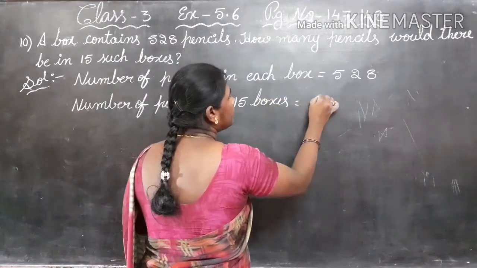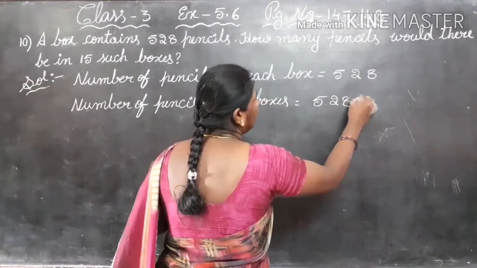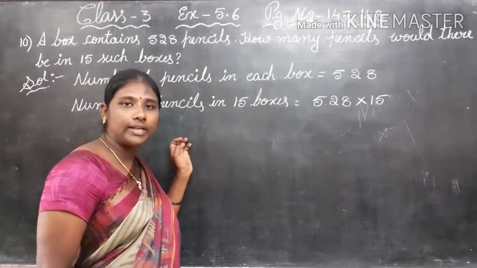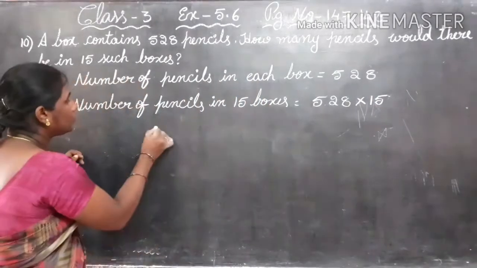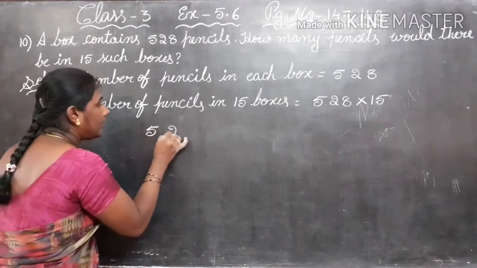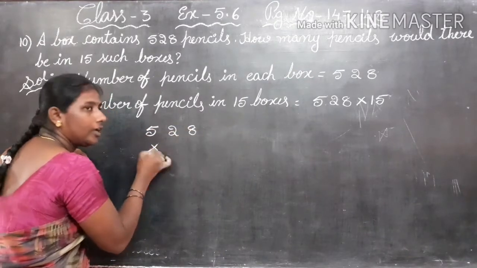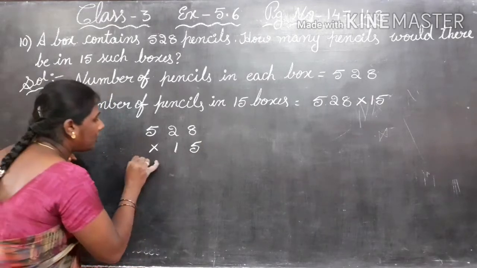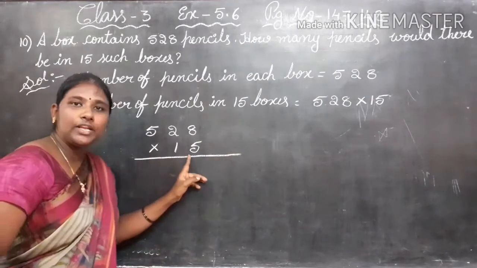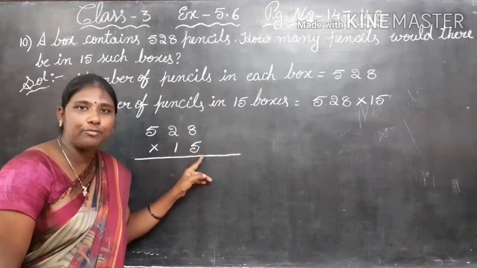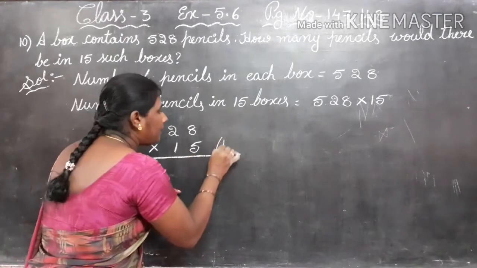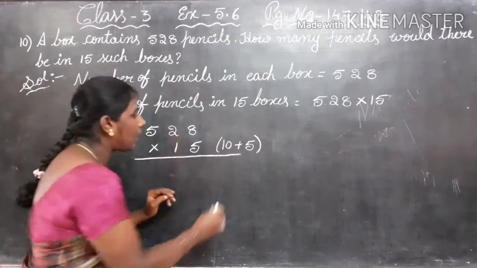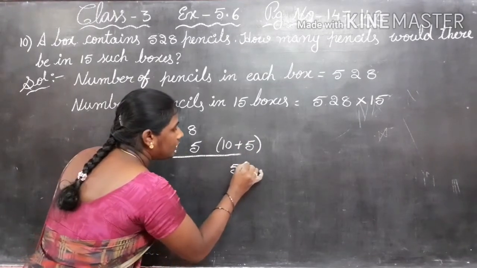So 528 into 15. We have to do the multiplication. See this 15, how we should write? 10 plus 5. So first we have to multiply with 5.